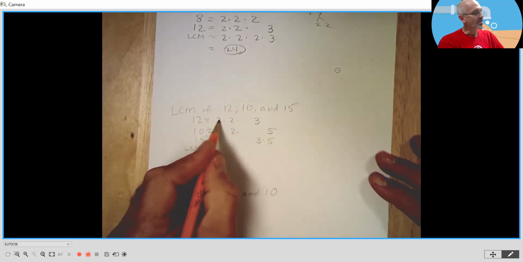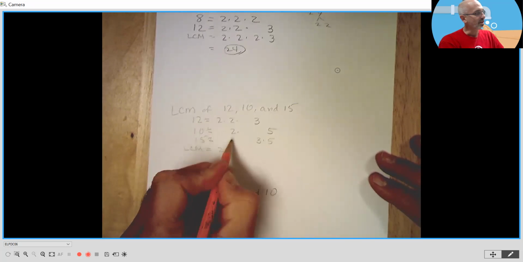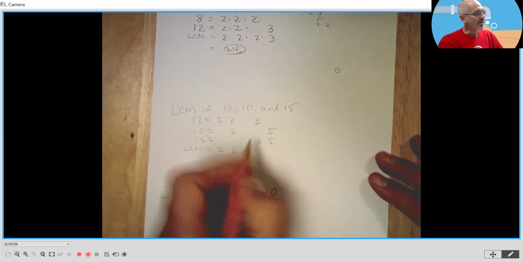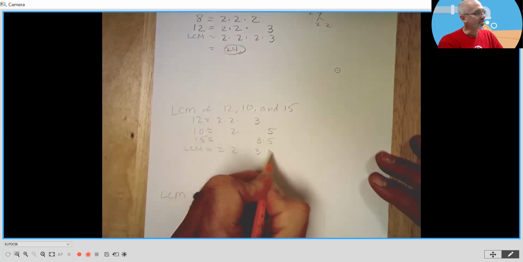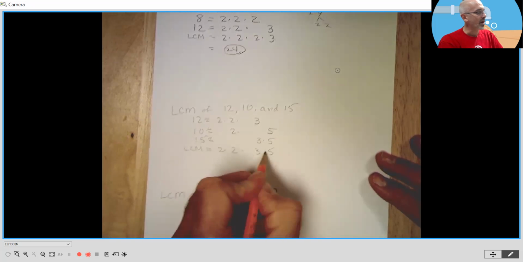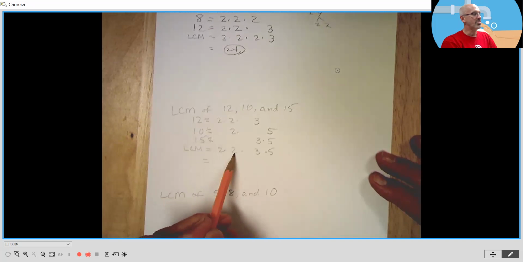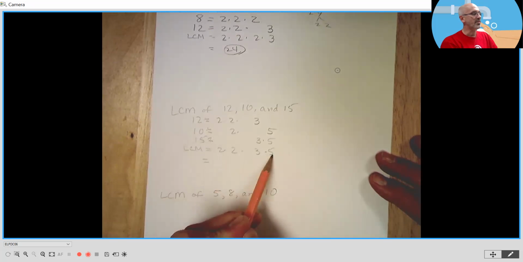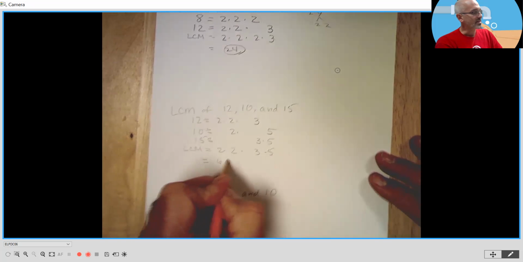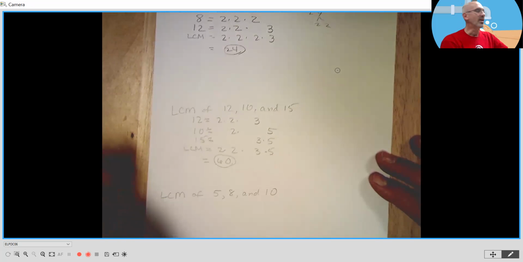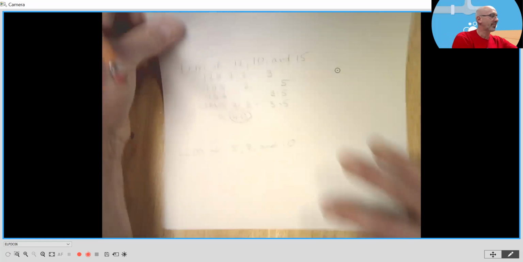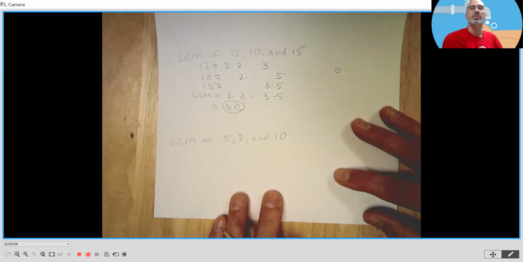Now, to find our least common multiple, what we're going to do is take 1 from each column. So here's a 2, here's a 2, here's a 3, and here's a 5. And we are going to multiply all of those. So our least common multiple is 2 times 2 times 3 times 5. And that is 60.